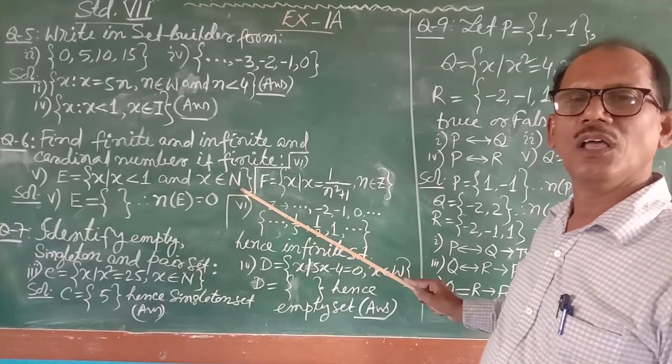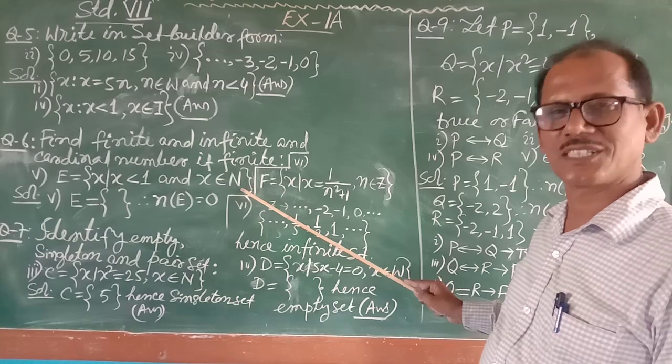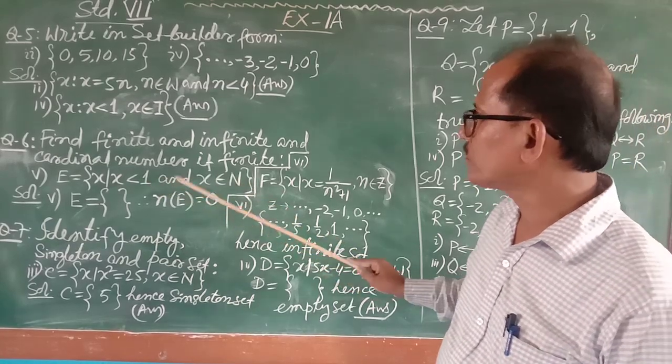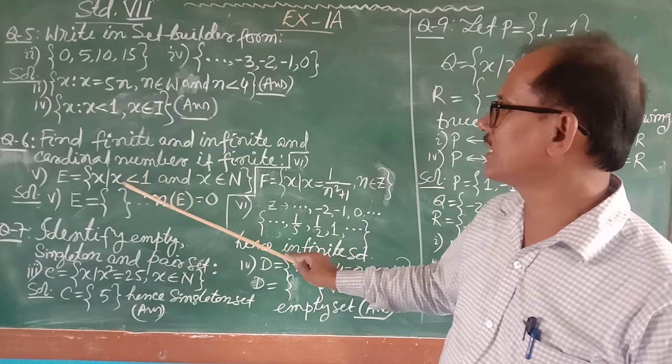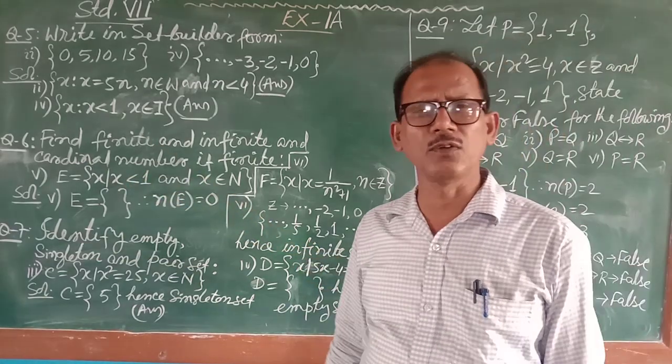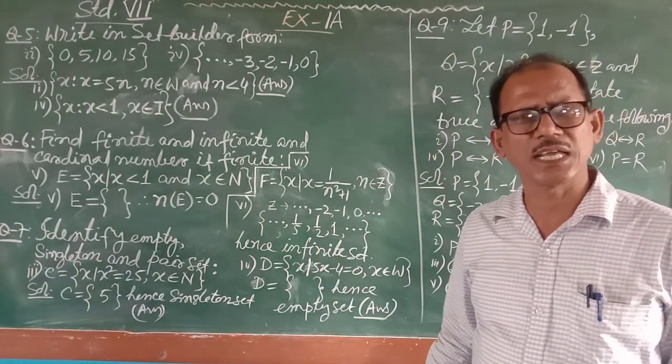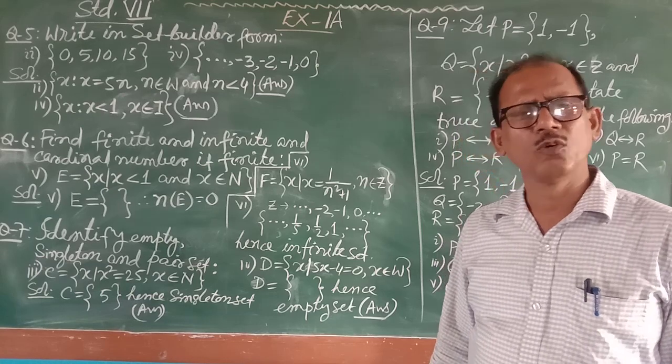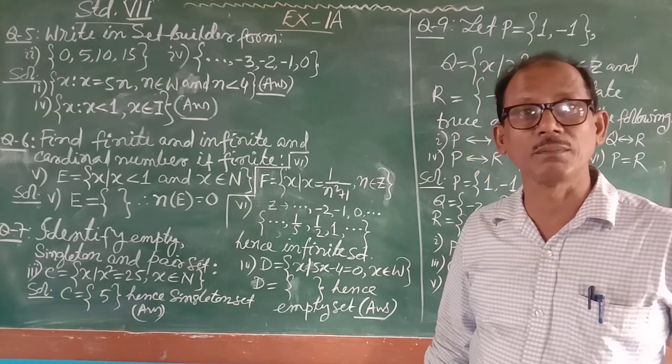Natural numbers, you know, 1, 2, 3, 4, 5, 6. It starts from 1. But the value is less than 1. Which natural number can have a value less than 1? Is there any natural number at all whose value is less than 1? No natural number is there.